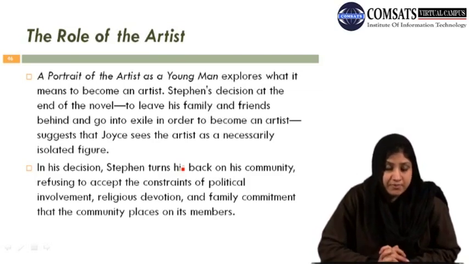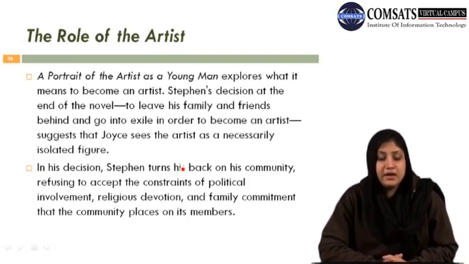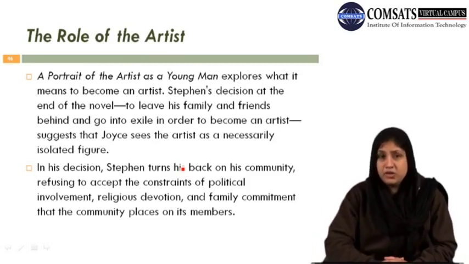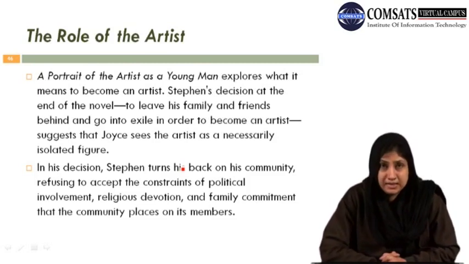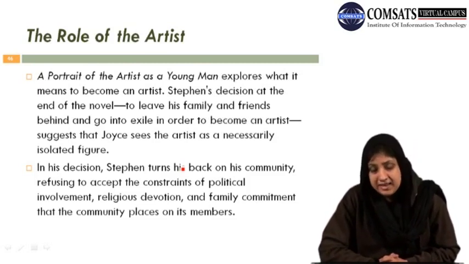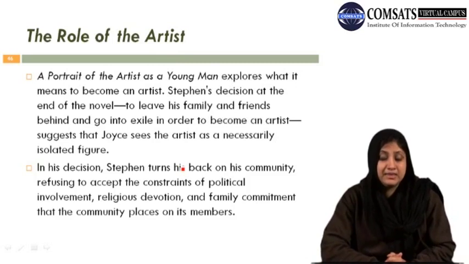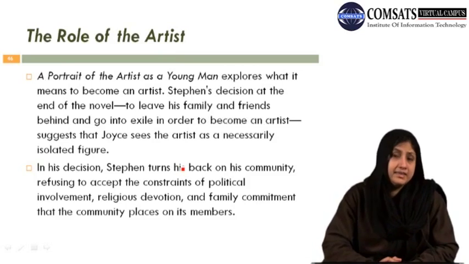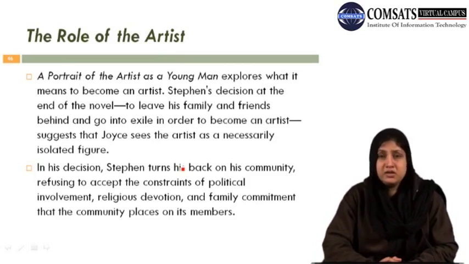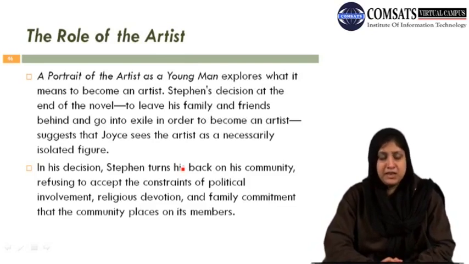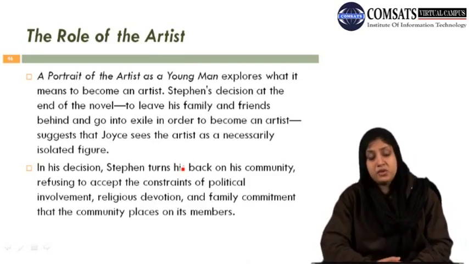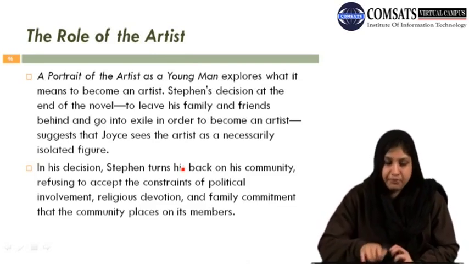precisely in the 20th century. Stephen's decision at the end of the novel to leave his family and friends behind and go into exile in order to become an artist suggests that Joyce sees the artist as a necessarily isolated figure. In his decision, Stephen turns his back on his community, refusing to accept the constraints of political involvement, religious devotion, and family commitment and pressures that the community places on its members.